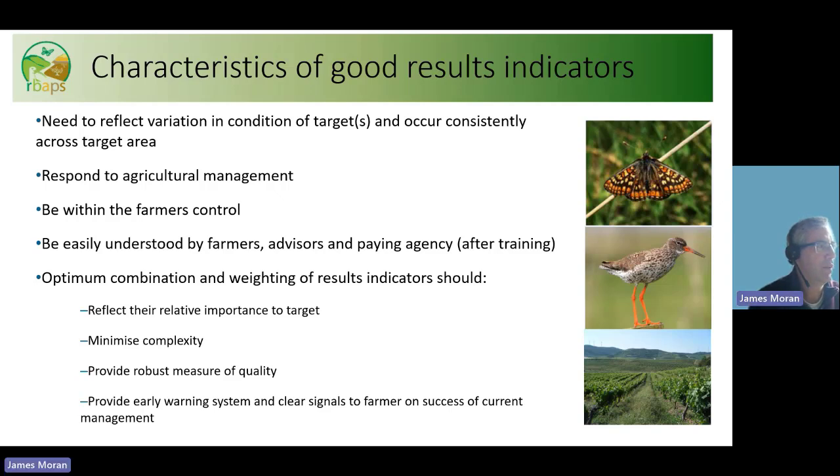Often with these, you need an optimum combination and weighting of results indicators. We often use a number of indicators where the weighting reflects the relative importance to the target. We try to minimize complexity as much as possible, making sure we don't have too many results indicators, or redundant indicators measuring the same thing, for example, or a correlated element of the quality of the feature. They must provide a robust measure of quality, and they must provide an early warning system and clear signals to the farmer on the success of their current management.